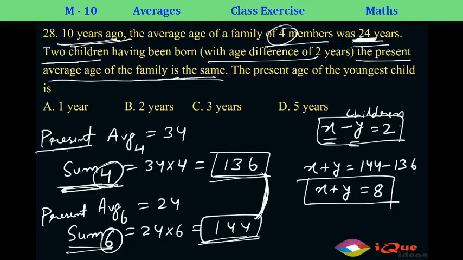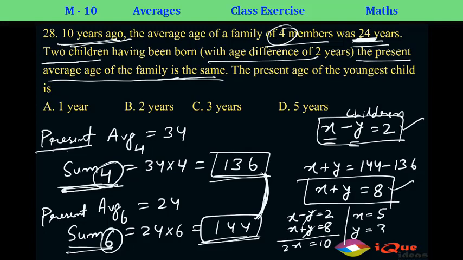So now we have 2 equations: x minus y equals 2, x plus y equals 8. If you simply add them, y gets cancelled. You get 2x equals 10, so x equals 5. If you put it back in any one of the equations, you will get y equals 3. So the children's ages are 5 years and 3 years. Now the question is asking the present age of the youngest child. The youngest child is 3 years old. That is the answer to this question.